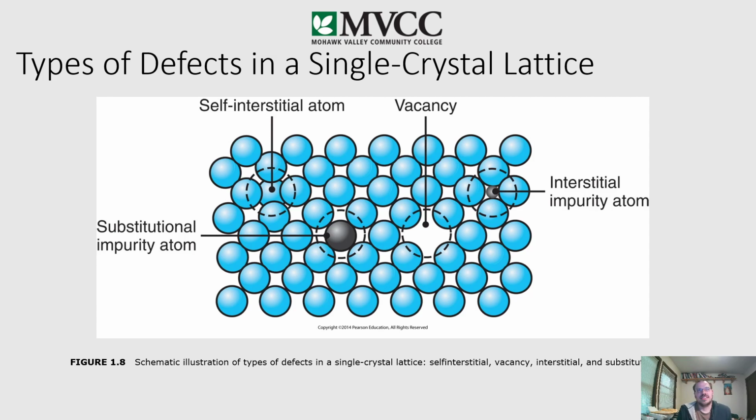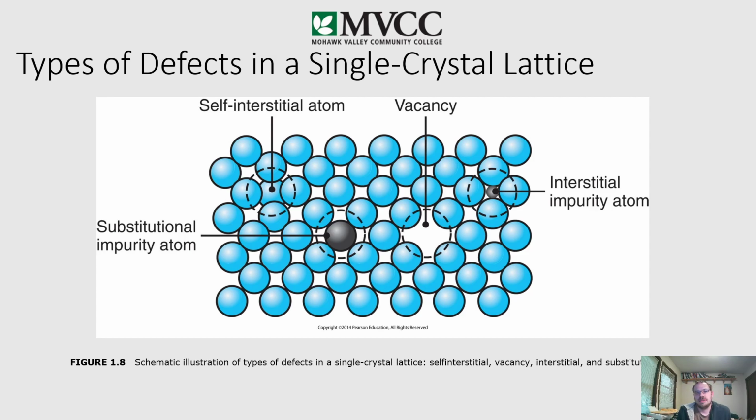All right, types of defects in a single crystal lattice. What they mean by single crystal lattice is you have a copper or an aluminum single crystal, essentially. Within that structure, you have only aluminum, so we'll just think of the blue as aluminum atoms, making that metallic bond with another aluminum atom. And you can think of the BCC cubic structure. We have this atomic structure going on.